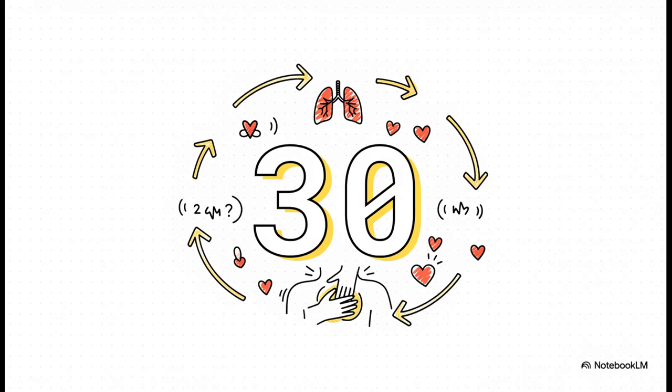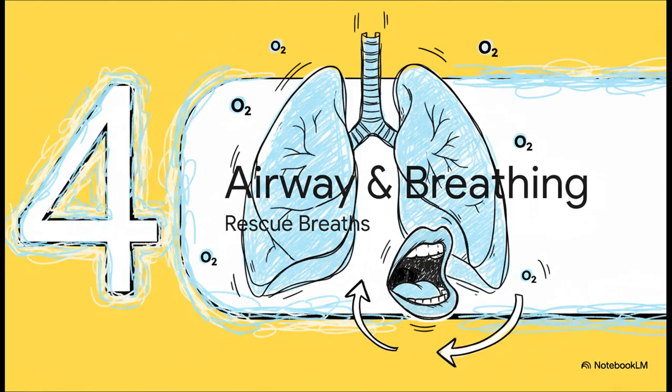So the magic number to remember here is 30. You have to perform 30 high-quality compressions in a single uninterrupted cycle. Fun fact for you, doing these compressions to the beat of the Bee Gees' Stayin' Alive, or honestly, even Baby Shark, keeps you perfectly at the clinically recommended pace. Definitely count out loud. It helps keep your rhythm steady and ensures you hit exactly 30 before you move on to the next step. All right, step 4, airway and rescue breathing.